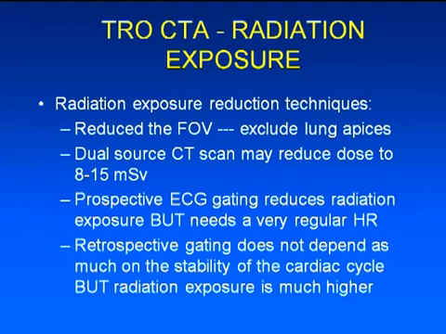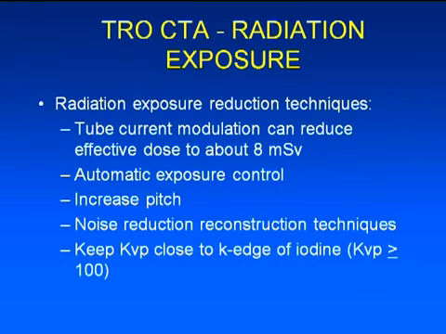Prospective ECG gating is going to reduce the radiation, but be very careful because you have to have a very, very stable heart rate. If the patient has any variability on that, you may just lose the whole thing. Retrospective gating does not depend as much on the stability of the cardiac cycle, but you're going to have a much higher radiation exposure. So you have to make sure to use tube current modulation or any other things that may reduce it, like was discussed this morning, such as automatic exposure control, increase the pitch. Like we heard this morning, you cannot increase the pitch that much when you're doing a coronary CT because of the gaps that may happen.